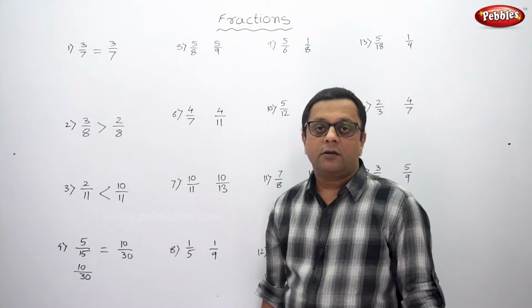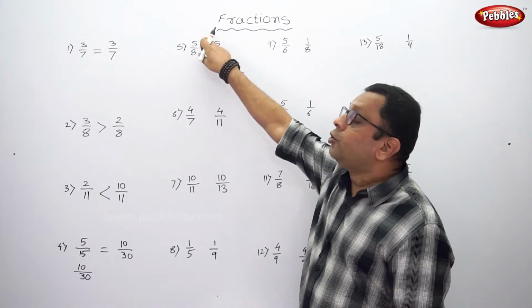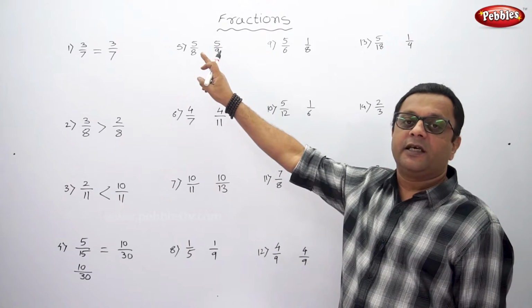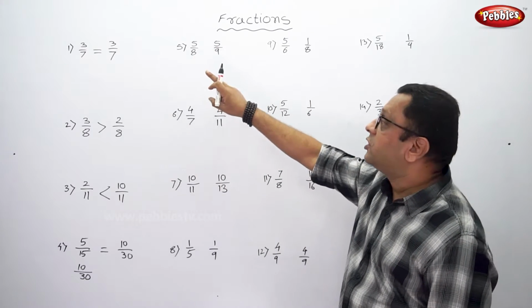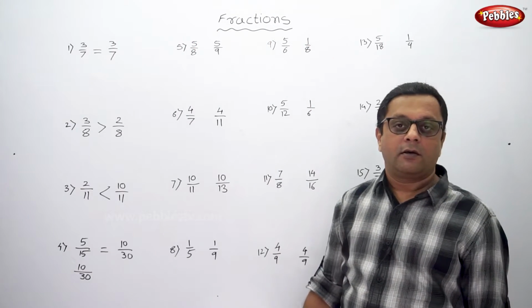Let us come to the fifth one. Now what is here? Numerator is same. When the numerator is same, the one with the bigger denominator is smaller.